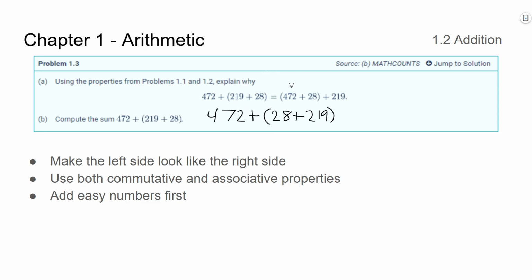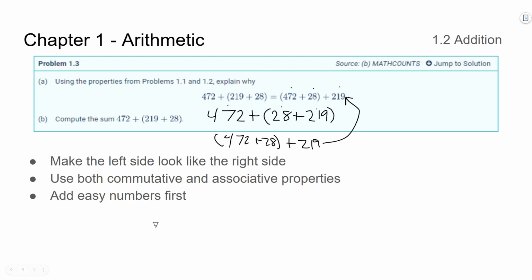And now we can see that the numbers are in the right order. We have 472, 28, and 219. Now we can use the associative property to regroup. So now instead of grouping this together first, we can regroup and say 472 plus 28. So change that grouping, plus 219. And now we have that side of the equation. All right, so now they look the same, and we used both properties to get there.